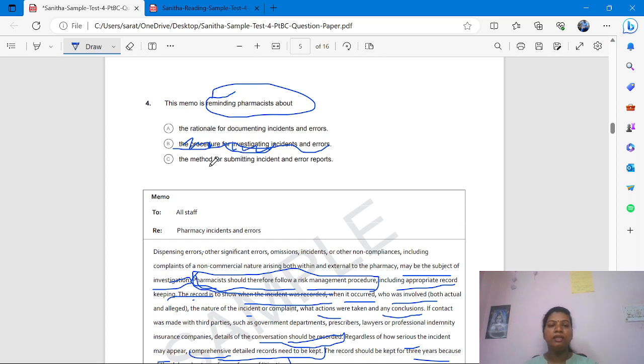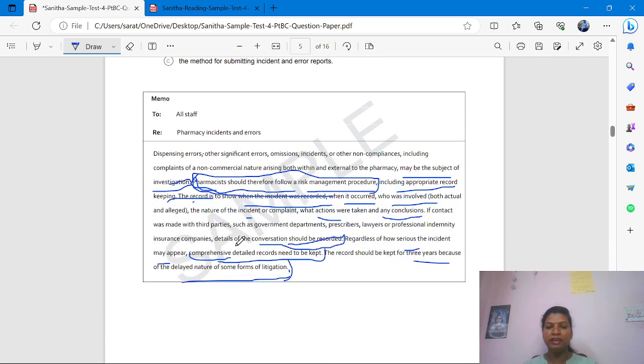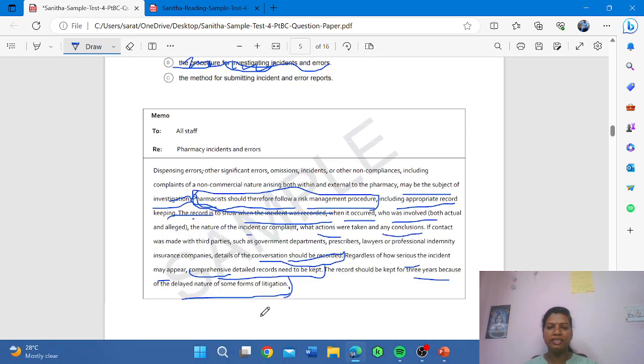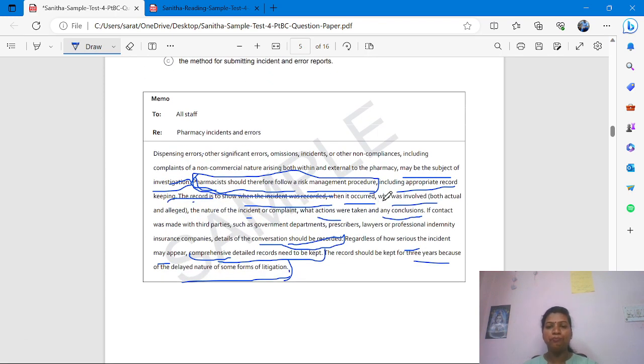Okay, third one, the method for submitting incident and error reports. Is there any method? They are saying no, not a method. It is saying the pharmacist should follow proper record keeping. The record is to show when the incident occurred, how it occurred, who was involved, and the nature of the incident or error, the nature of the complaint. Everything he has to make a detailed record of, and keep it for 3 years.